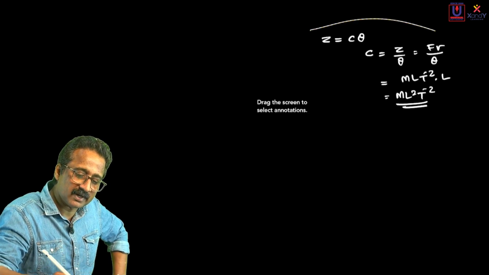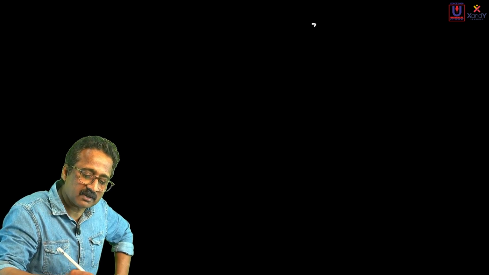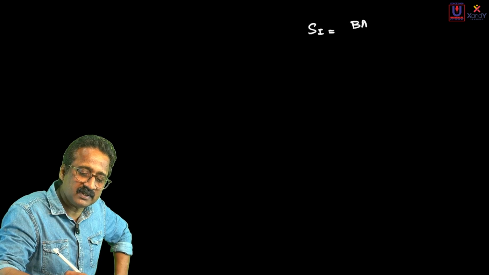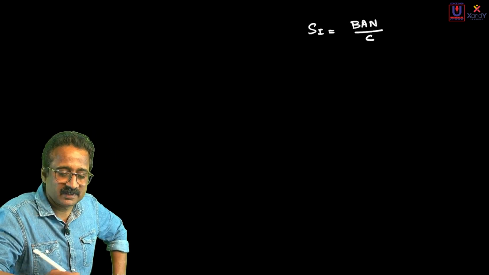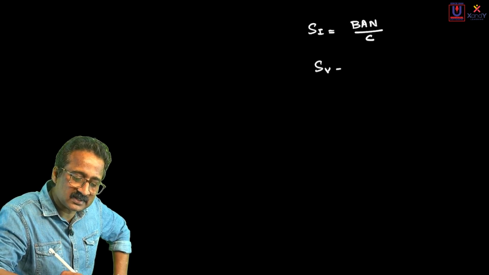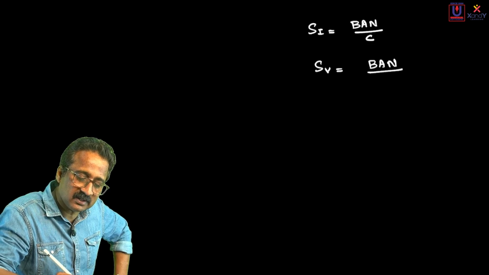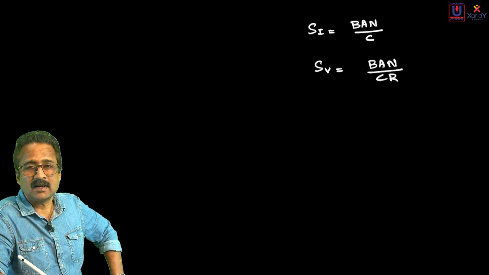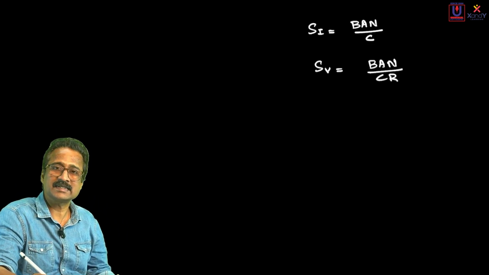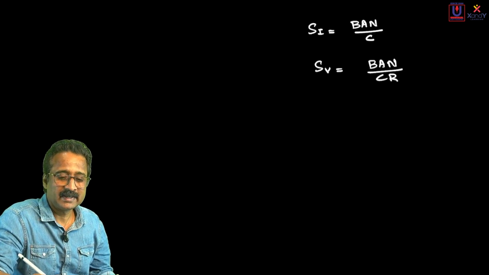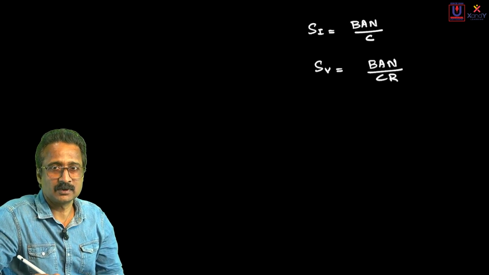Okay, let me remind you of 2 expressions here. One for current sensitivity of a galvanometer. Let me call it SI, current sensitivity. It is given by BAN divided by C. That's the equation for current sensitivity. Now, voltage sensitivity is given by SV. It is equal to BAN divided by C into R. Now, here R is standing for the resistance of the galvanometer coil. N stands for the number of turns also.